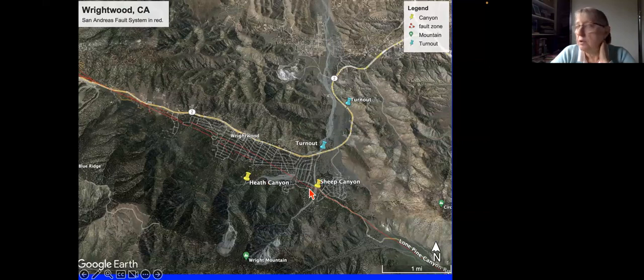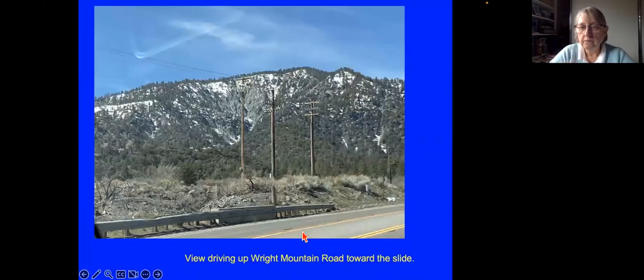Anything done in town in the channels is a no-no, trespassing. So Wright Mountain Road up into this subdivision. Then I'm going to try and get up here as high as I can get, as close as I can get to the landslides. Okay. So this is driving up Wright Mountain Road. And again, you can see where the landslide has already happened for the spring.